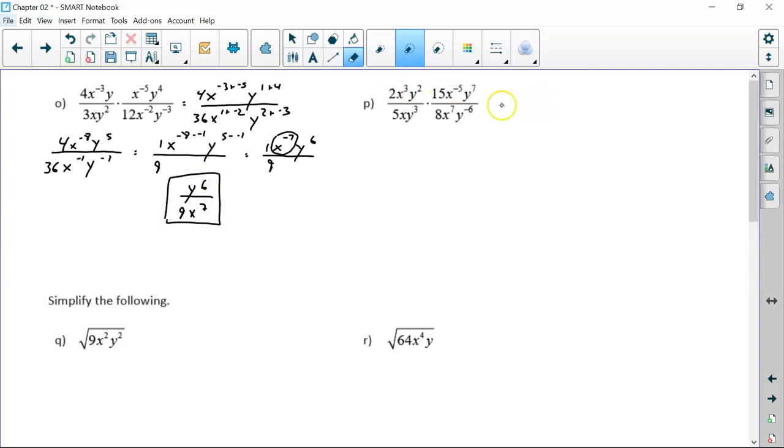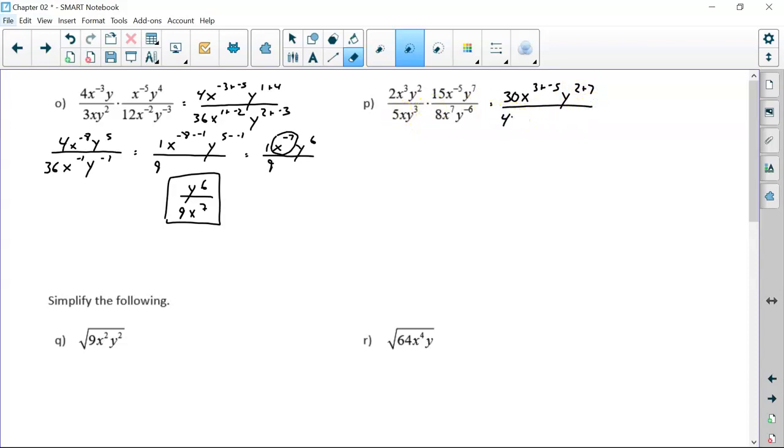Same thing with p. We multiply the constants. 2 times 15 is 30. X, and it's 3 plus -5. And for the y's, it's 2 plus 7. I strongly recommend writing these out to be very careful of your signs.